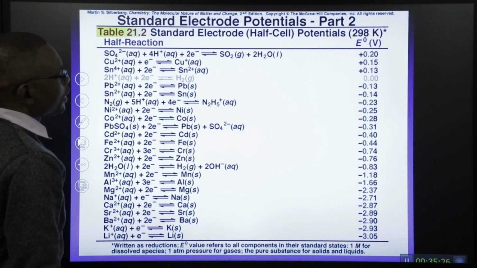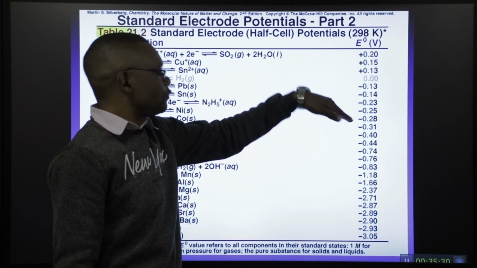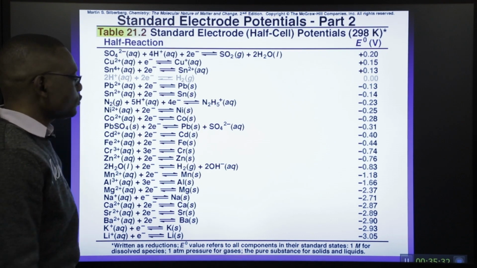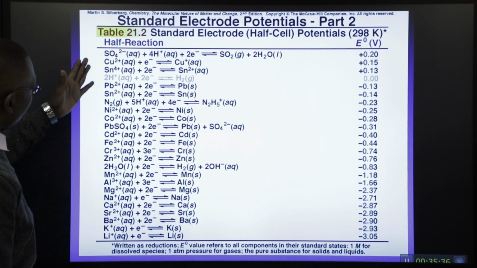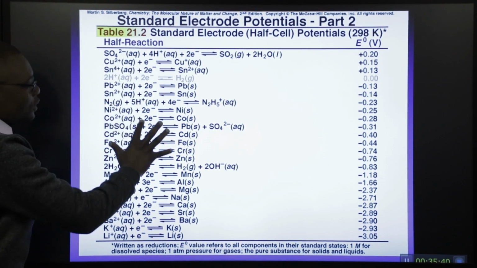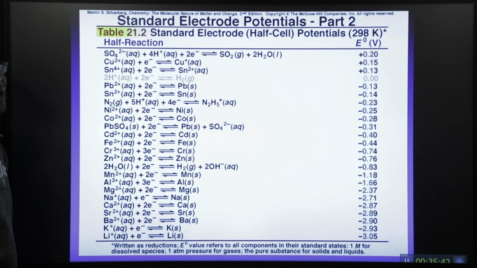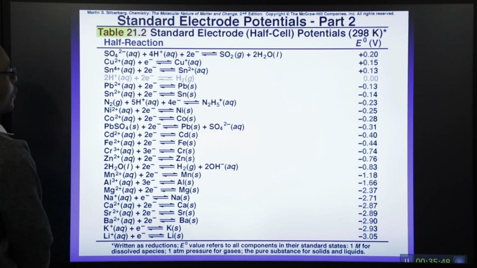So if you look at this one, you actually see now the values are changing from positive to negative. So what does that mean? What does that imply, boys and girls? So you can actually see that these species which are more negative are best used as the cathode. Okay.